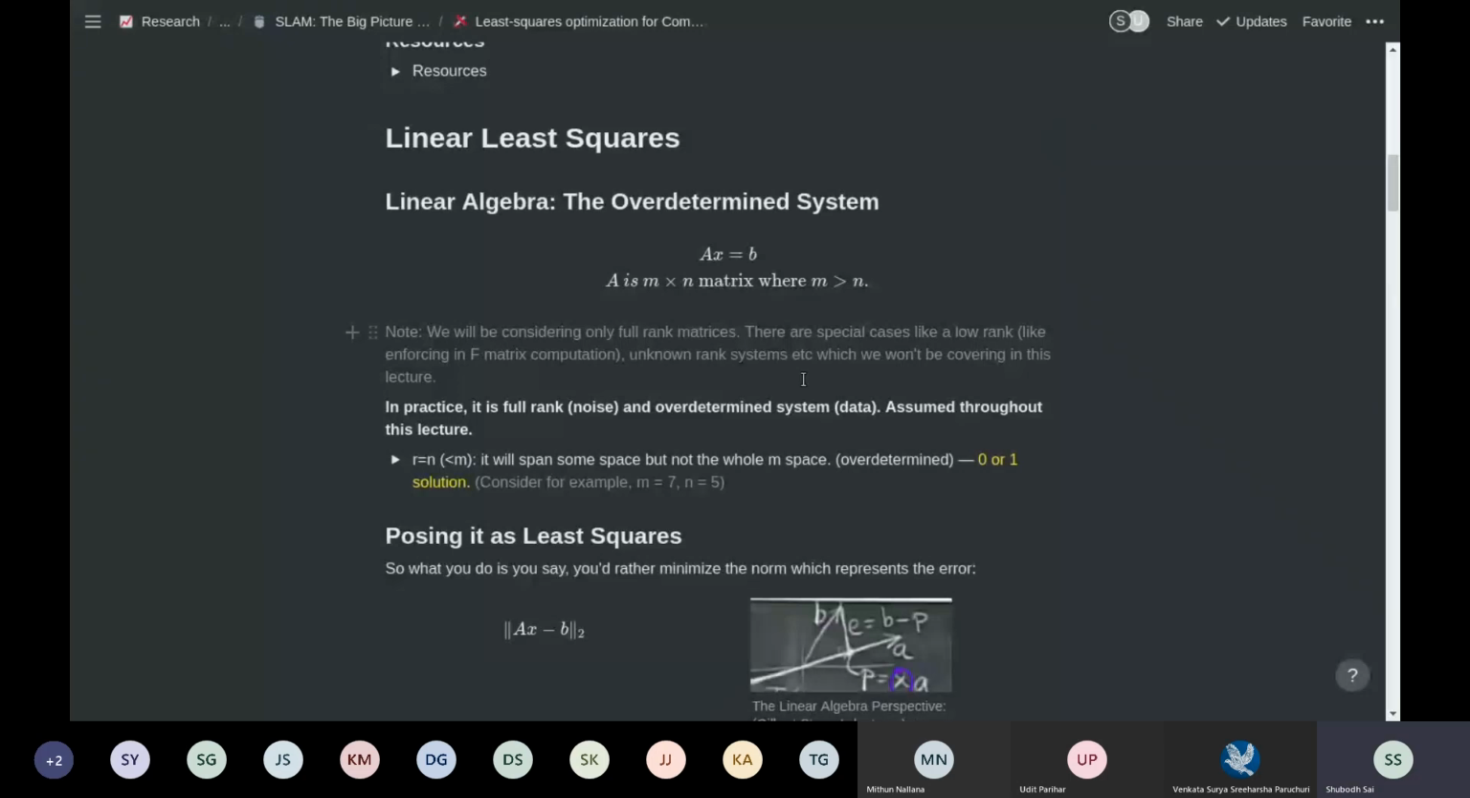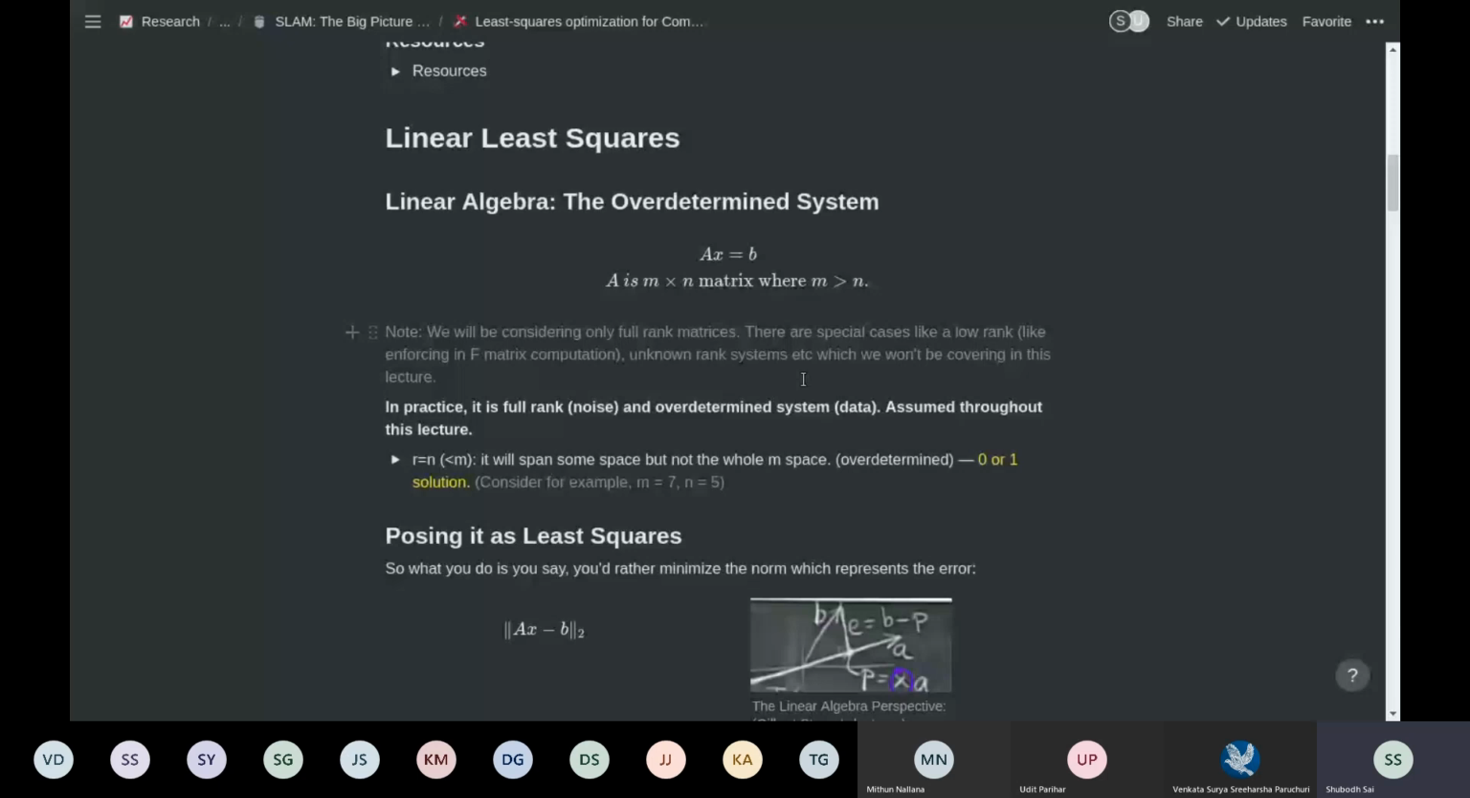Now, in most of your SLAM problems or computer vision problems, whatever the problem is, at the end of the day, you want to minimize an objective function. You want to minimize a loss function, an objective function, whatever you call it. So the question is, how do we approach that? What are the various approaches? If the objective function is linear in nature, what do we apply? If it's non-linear in nature, what do we apply? We usually pose it as a least squares problem. That is what we'll be looking at today.